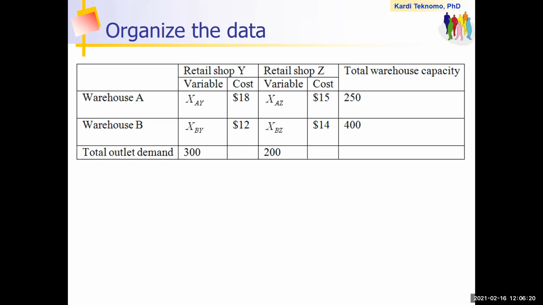Next is to organize the data. You see the data a while ago, the table. Now I put the variables here: XAY, XAZ, XBY, and XBZ. So this is how you organize the data. This is just the same as before, I just put the variable names here.